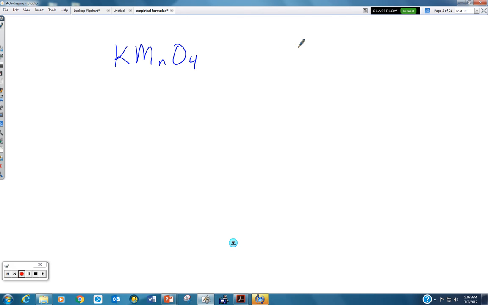Yesterday we learned how to determine molar mass or formula mass, and really it's the same thing. For our purposes in this class, I'll use the terms interchangeably. So in order to determine the formula mass, what do I need to know? I need to know the mass of each element: potassium, manganese, and oxygen.